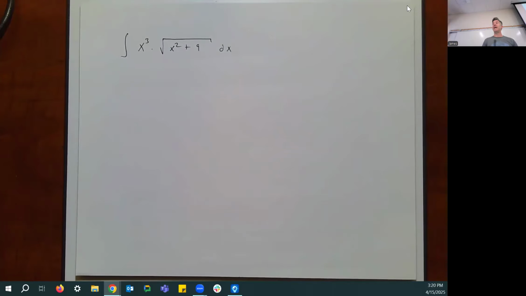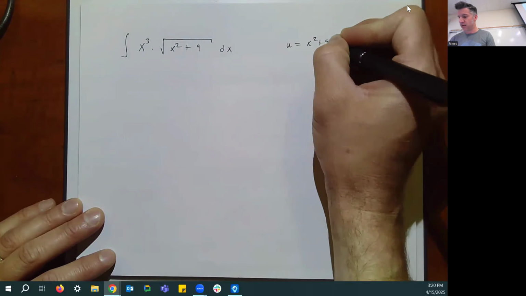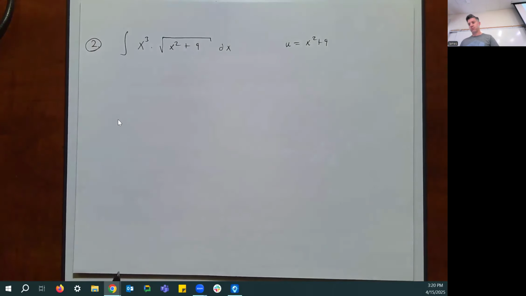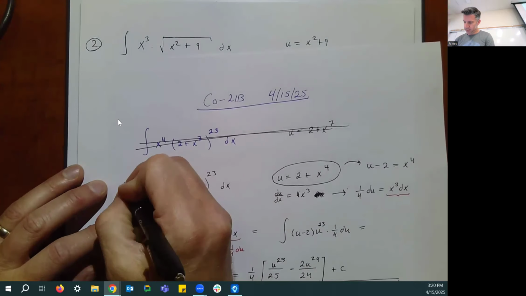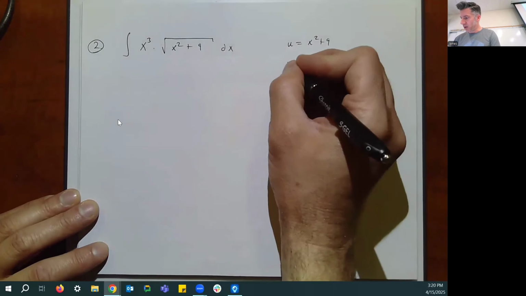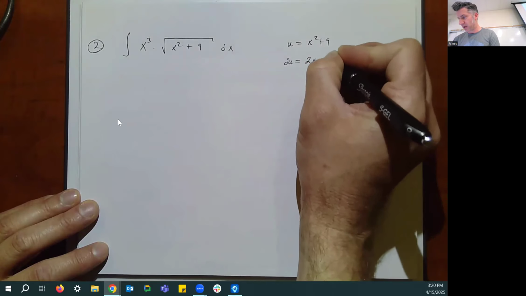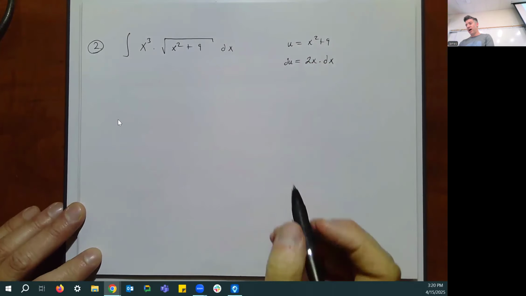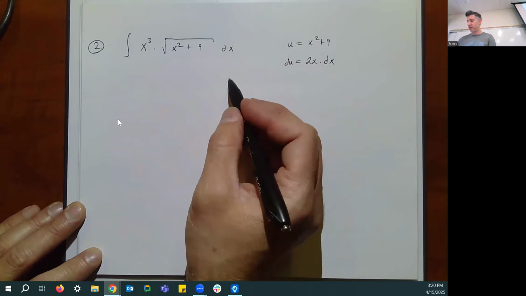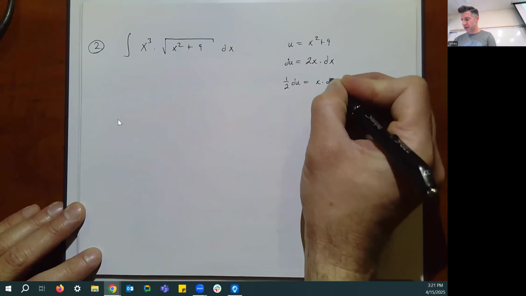So we're going to try to pick a likely candidate for u. And there's only one real likely candidate here, the inside of the function. So we're going to choose u to equal x squared plus 9. I'm going to label things here. And then our differential du is just this derivative, 2x, multiplied by dx. I don't have a 2 in my integral, so I'm going to pull the 2 over to the other side and say 1/2 du is equal to x times dx.